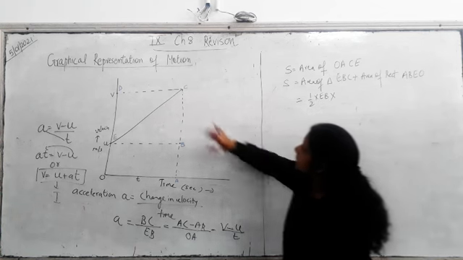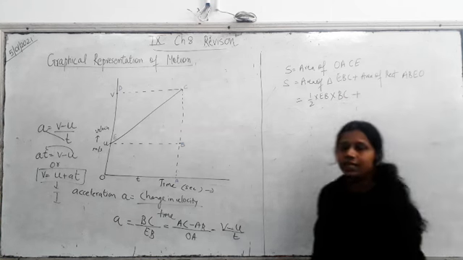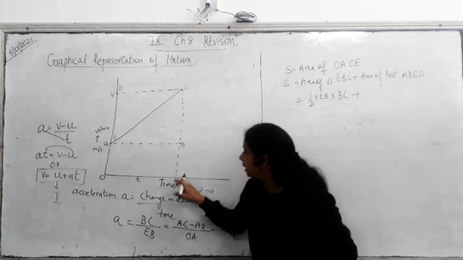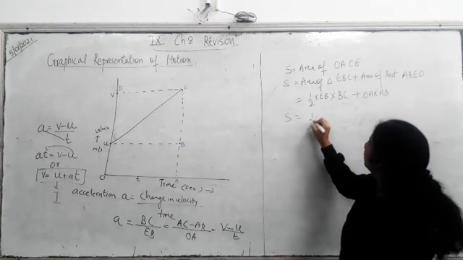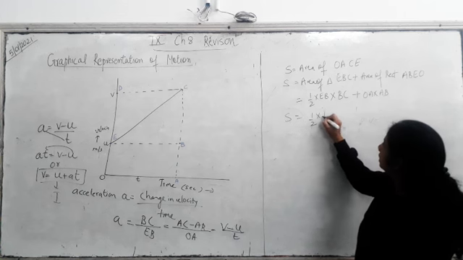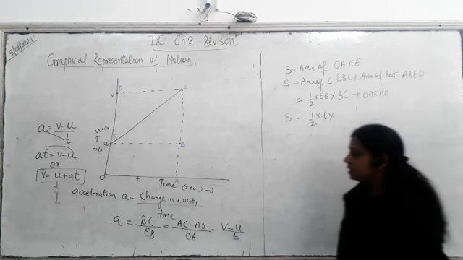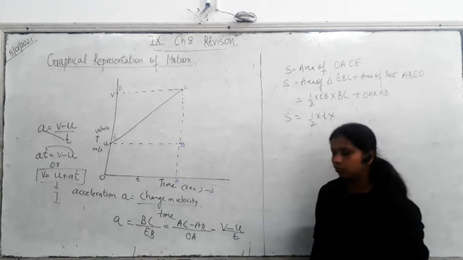Height is BC. Area of rectangle is length into breadth, that is OA into AB. So OA into AB. Let's do it. Half. What is EB into BC? What is EB? It is T. What is BC? If you see here, BC is nothing but V minus U.